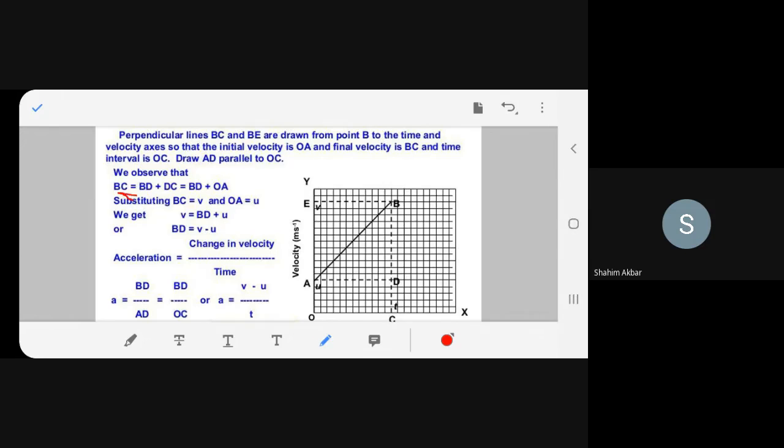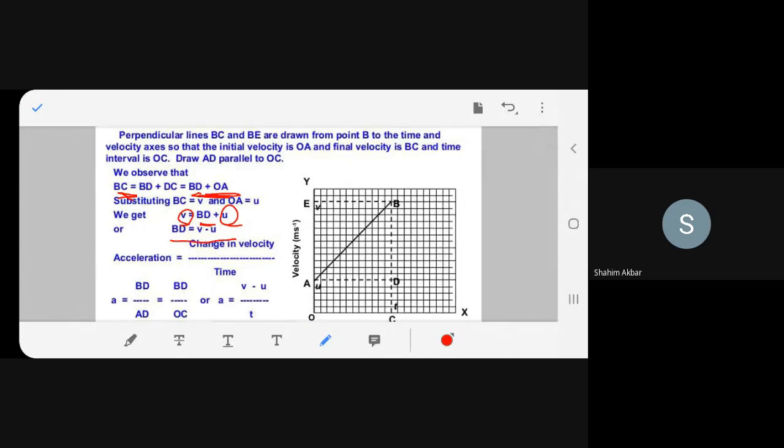Now BC is equal to BD plus OA, right? Now what is BC? v. Say with me, what is BC? v. BD remains as such because we do not know. And what is OA? u. So we have put the symbol respectively. So what will be BD? BD will be v minus u. Till this, have you followed or not?